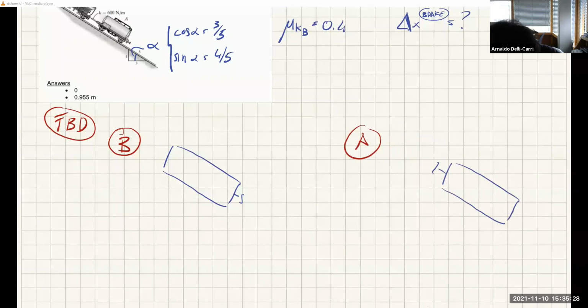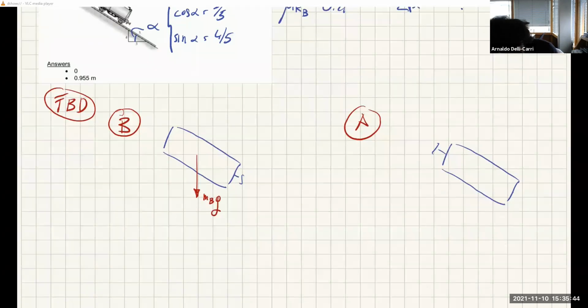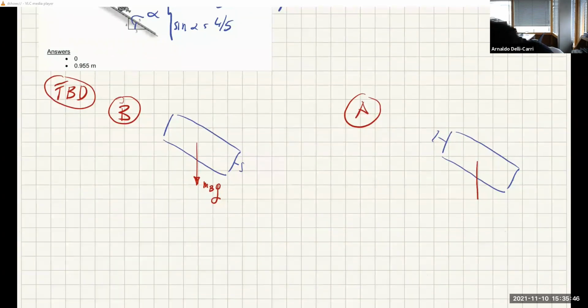So the forces acting are, of course, the weight of B, which is equal to m_B g. So let's call this m_B g directly. It's the mass of B times g. And here you have the mass of A times g. This is the spring force. Let's call this F_k.